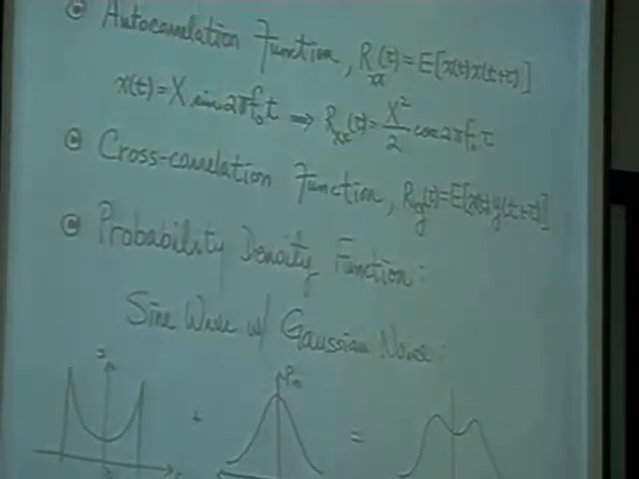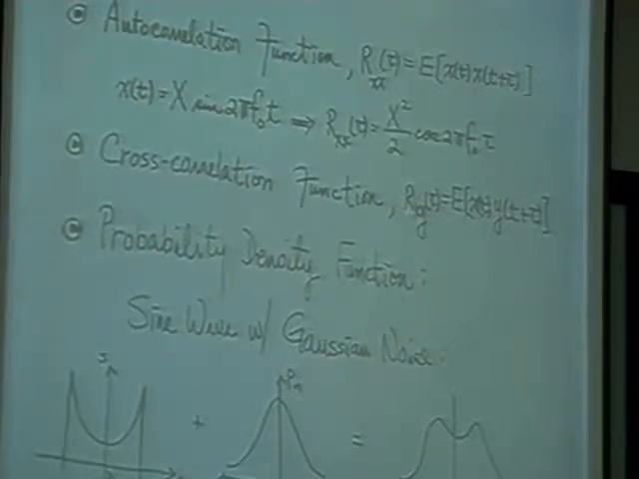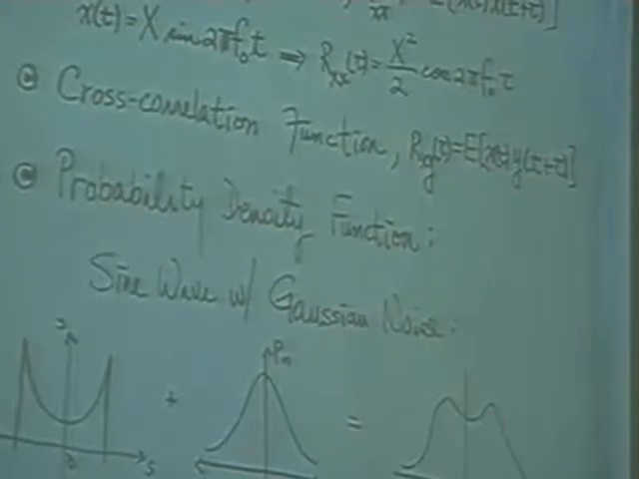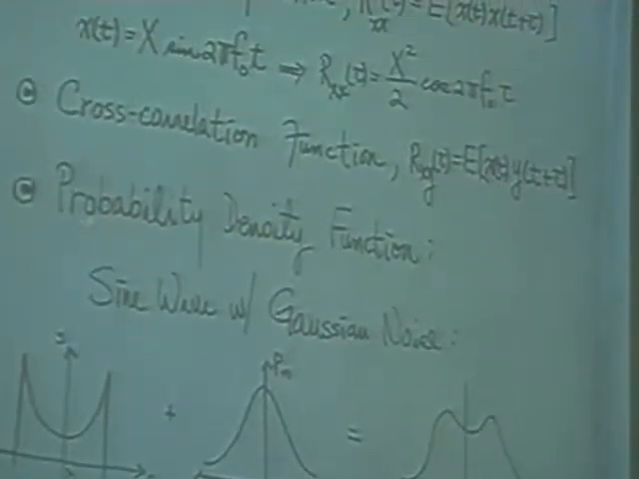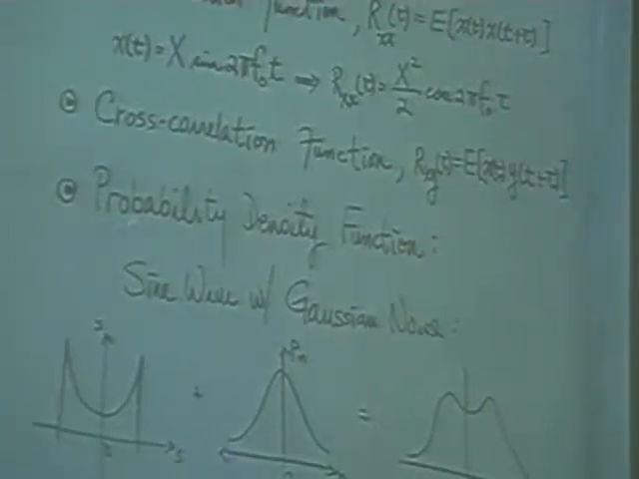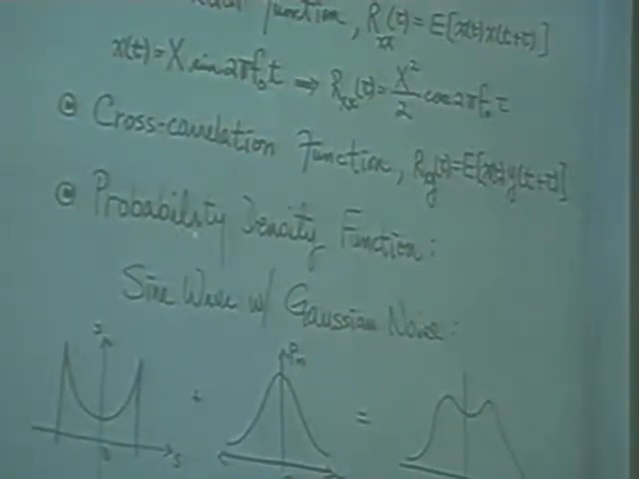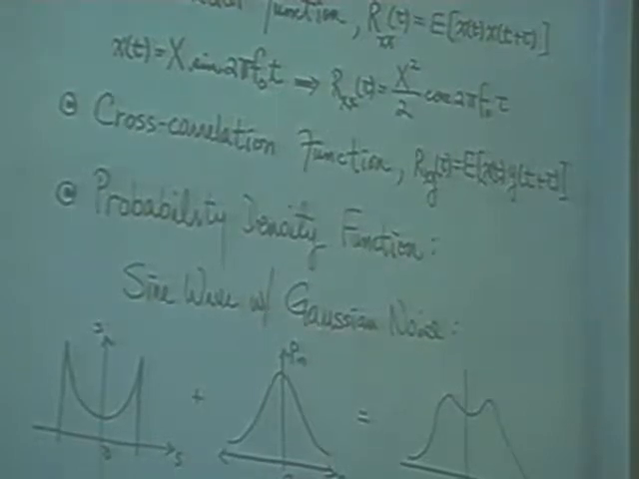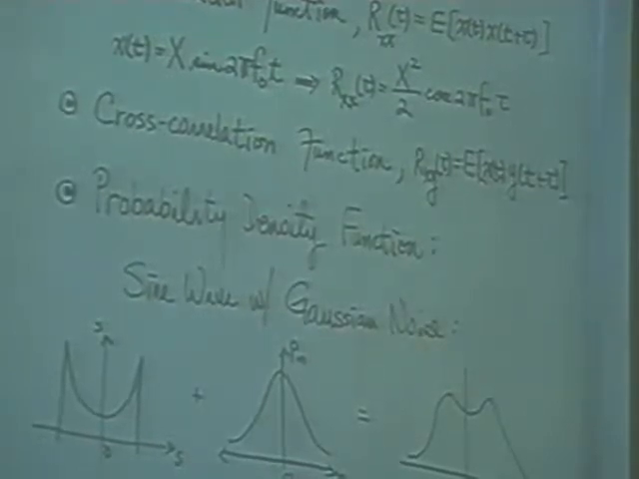So this is the cross correlation function r, x, y. Next we are going to show you the measurement of the probability density function and cumulative distribution function, and we'll give you the PDF for a sine wave with Gaussian random noise.